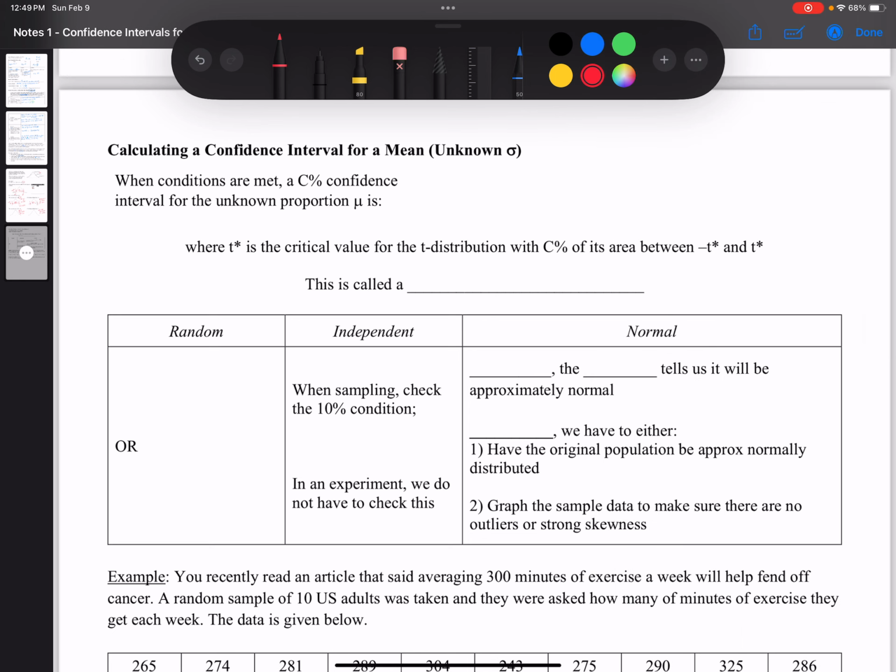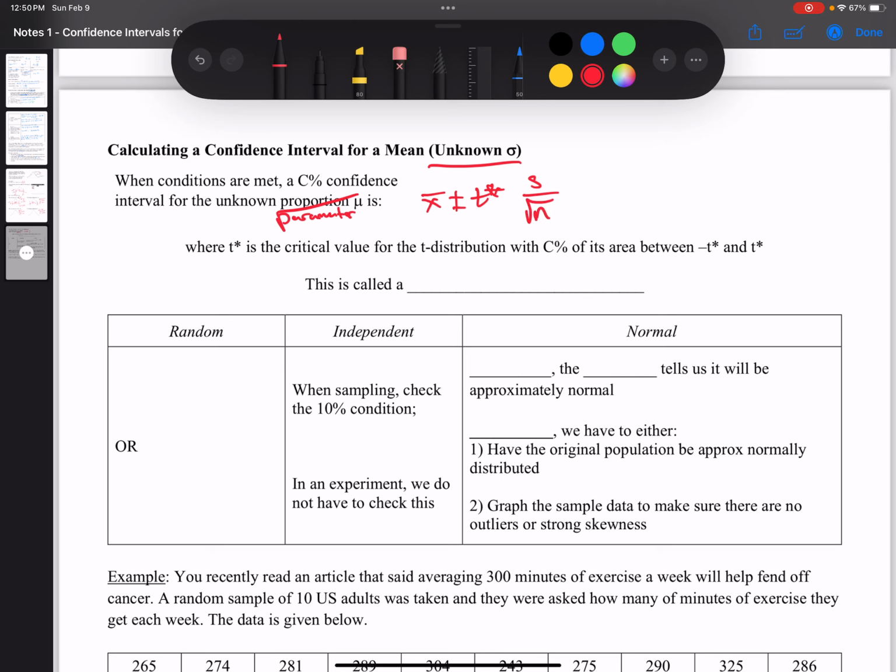So now we're going to run through this again, okay? But now a little bit of a difference is now we're going to have an unknown population standard deviation, okay? So when the conditions are met, a C% confidence interval for an unknown parameter, not proportion, mu, is x bar plus minus t star times our sample standard deviation over the square root of n.